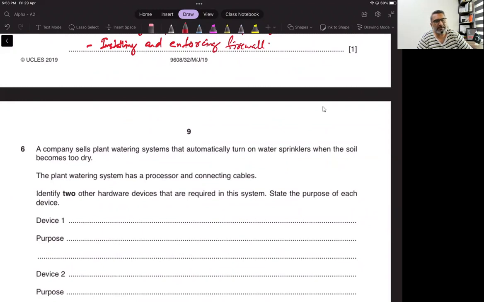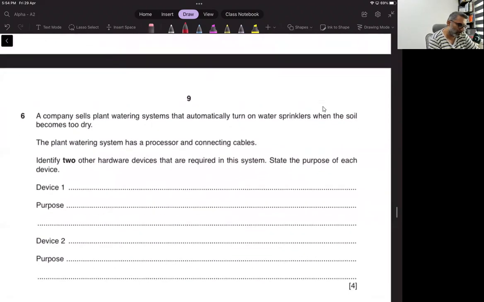Okay, question number 6. A company sells a plant watering system to automatically turn on water sprinklers when the soil becomes too dry. This is basically a monitoring and control question. The plant watering system has a processor and connecting cables. Identify two other hardware devices that are required in this system. They're watering, water sprinklers, actuators, like a water sprinkler.